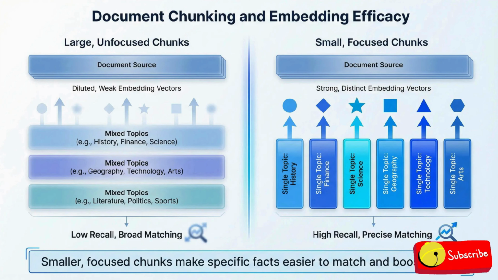Fix 1 was focusing on smaller chunks. The improvement came from changing chunk size. Initially, the system was using large chunks, around 1000 tokens per chunk. Large chunks look efficient, but they dilute signal. When a chunk contains too many topics, the embedding represents an average of everything inside it. This makes it harder for the retriever to match a specific question to a specific fact. So we reduced chunk size to around 300 tokens. Immediately, recall improved. Now, each chunk represented a more focused piece of information. Specific facts became easier to match. This alone pushed recall significantly higher.